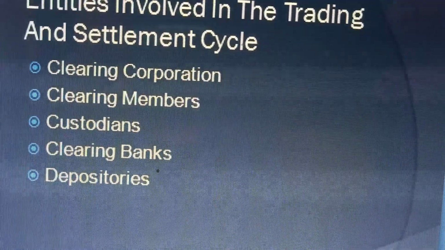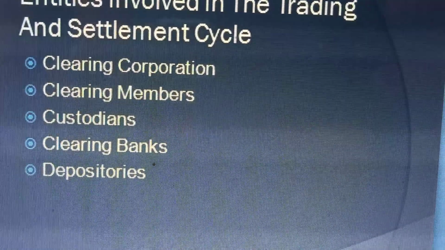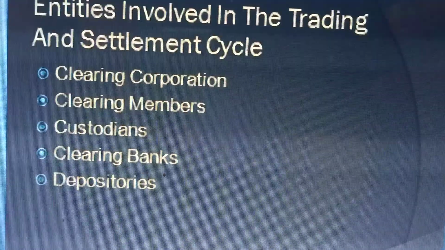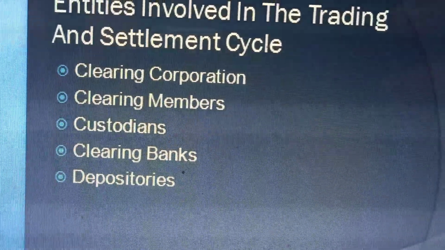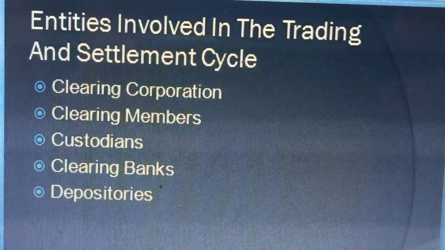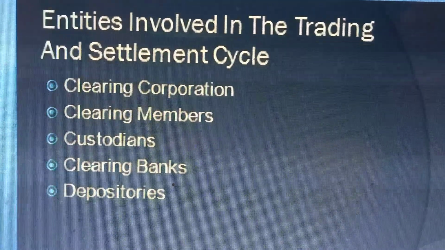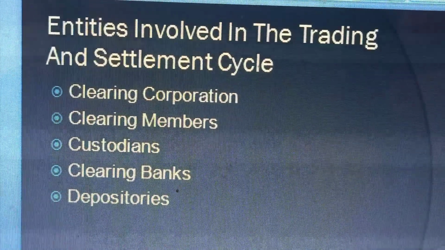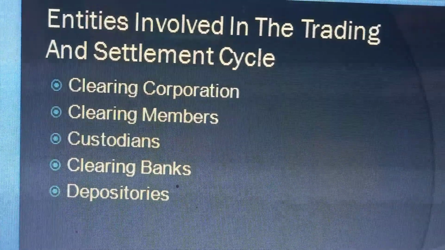And the fourth point is clearing banks. Now, clearing banks are the key, or we can say the link, between the clearing member and the clearing corporation. They act as middlemen between the clearing members and the clearing corporation in settlement of funds.